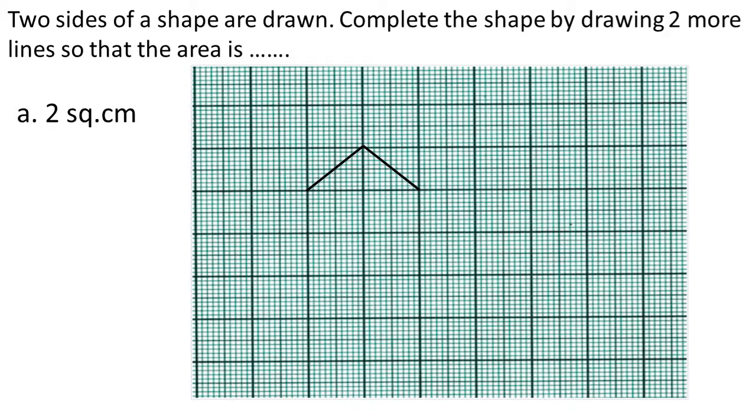Okay, so let us see how we are going to do it. Let us complete the shape first. Here comes one line and here comes another line. So we completed this shape with two more lines and these four lines make a complete shape. Now if you see children, it is a square, because all four sides are equal.